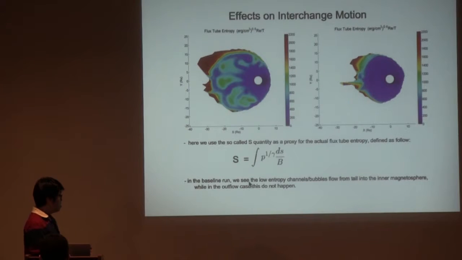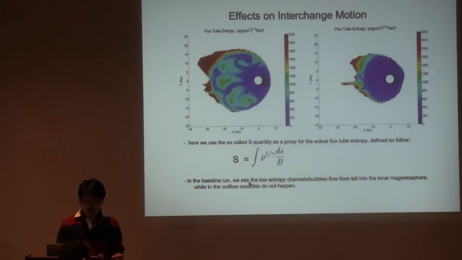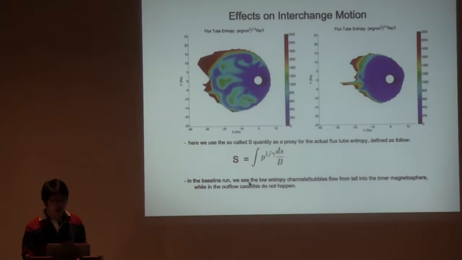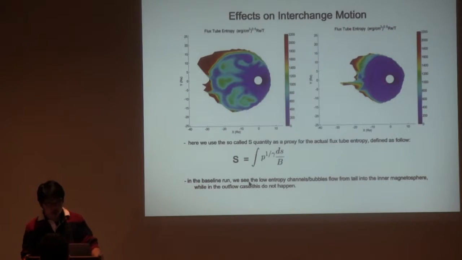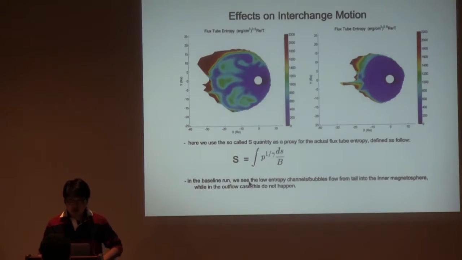Basically, here I plotted the entropy, and here I loosely use the term entropy, by which I actually mean that the flux tube conserves the quantity A, which I think was given by Johann Böhm in his 2009 paper. And this is not the actual entropy, but closely related to that. Because in this case, we only care about the patterns of the entropy.